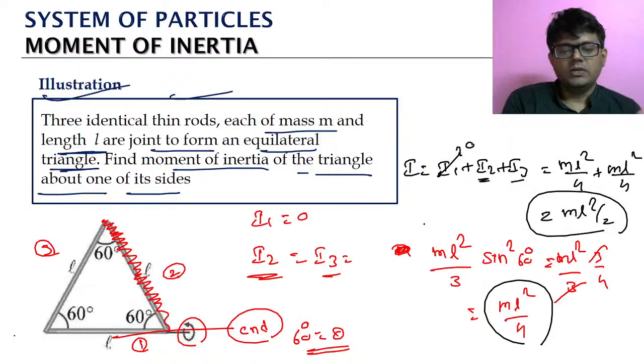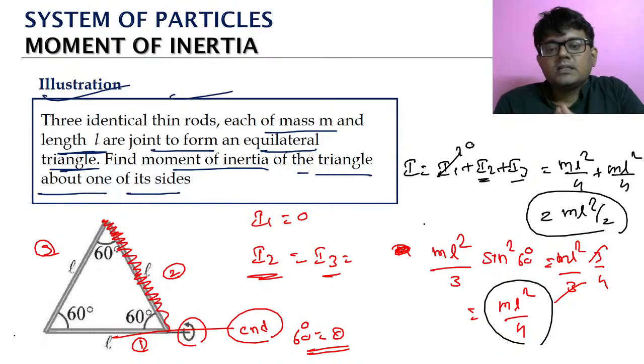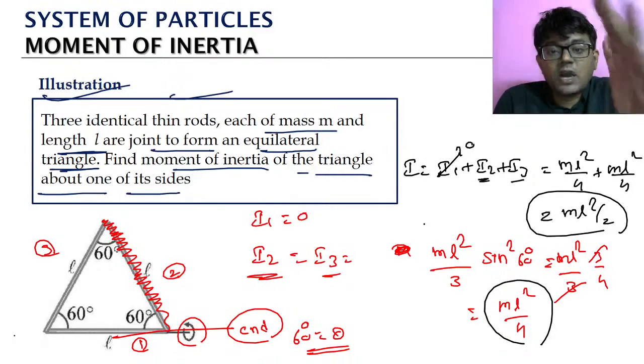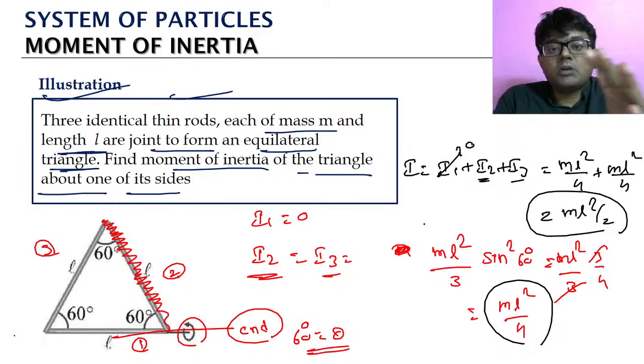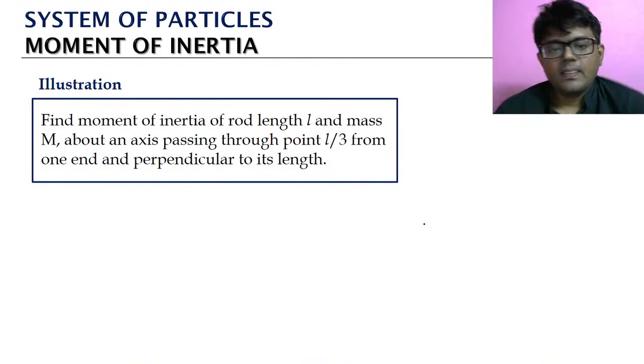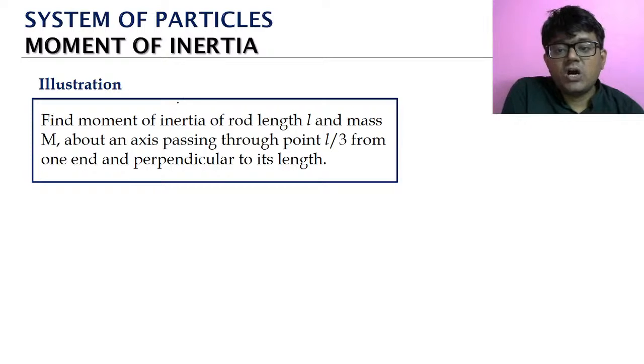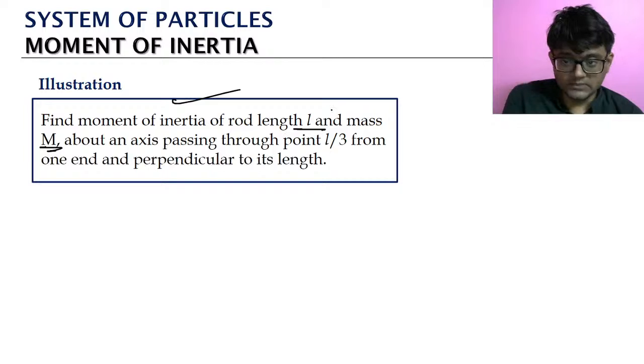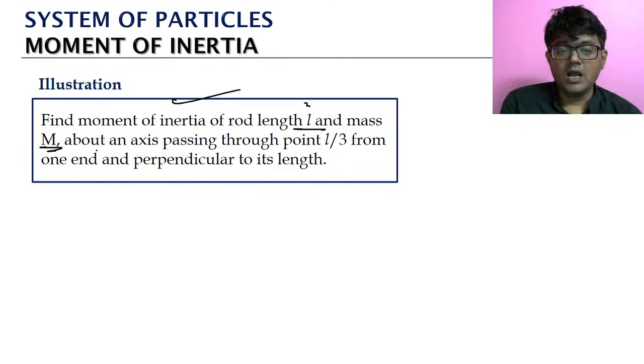Okay. So what is the thing that is coming? The result of the moment of inertia of a rod about an axis which is making an angle theta with the length of the rod. Okay? So look at the next question. Find the moment of inertia of a rod of length L and mass M. What is the length of the rod? L. Mass M. About an axis passing through a point L by 3 from one end.